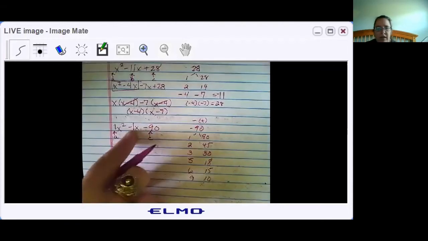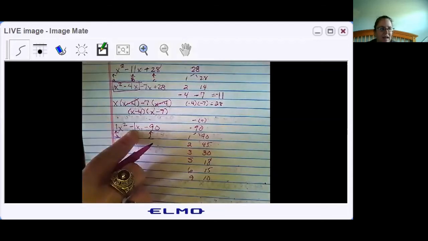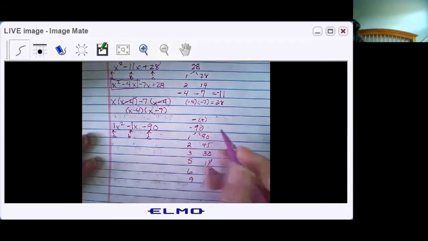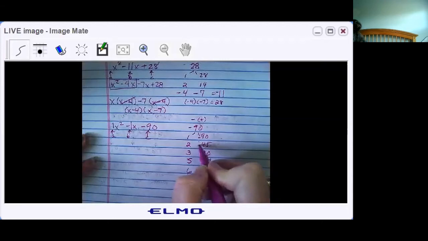Now, we have another hint right here. This is negative 1x. So when I do my adding or subtracting, which number should be the negative, the bigger number or the smaller number? Well, if my answer is negative, the larger of the two numbers when we look at absolute value would have to be the one that is negative. So I'm going to go through and put negatives on all my big numbers.